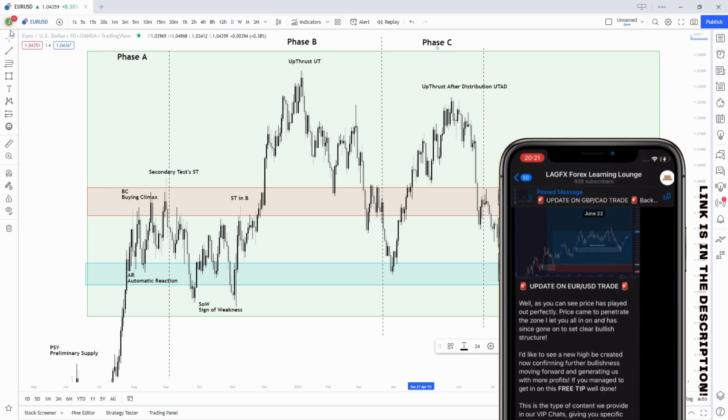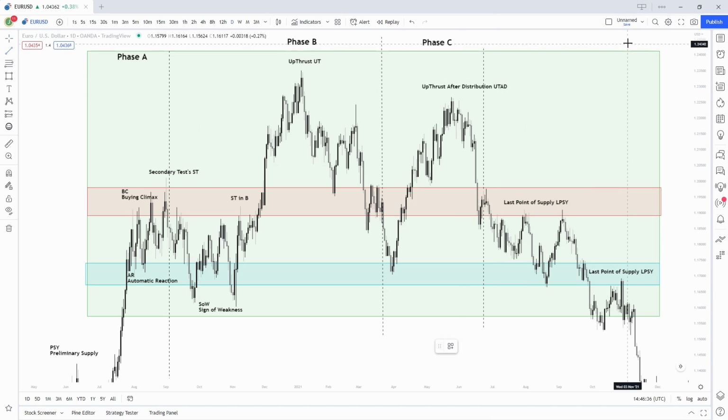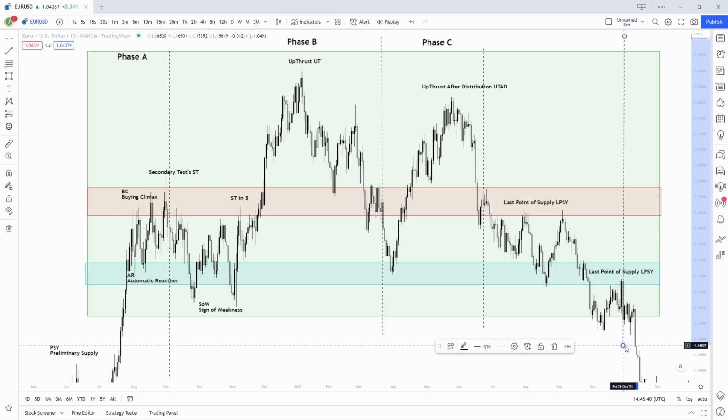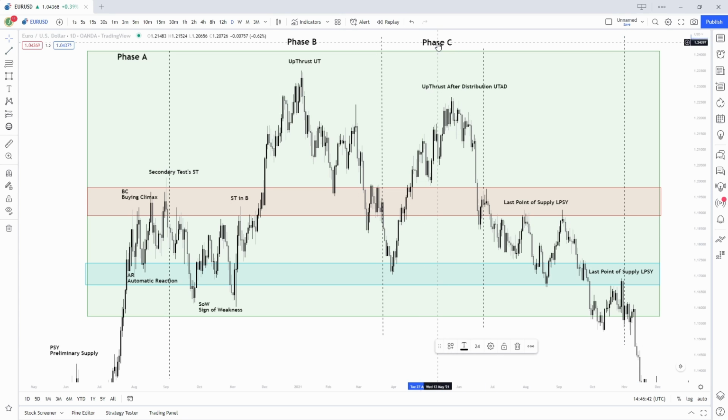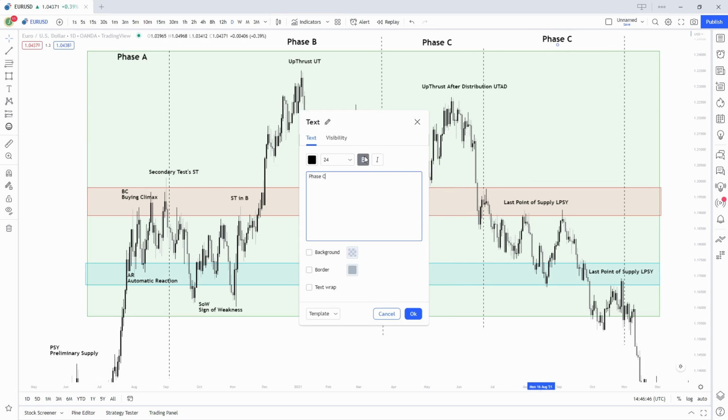Phase D is where we start to see the creation of those last points of supply. It is where the institutions have now loaded up on all their sell positions. We know that supply is dominant from phase C, and at this point we just see price slowly moving down.